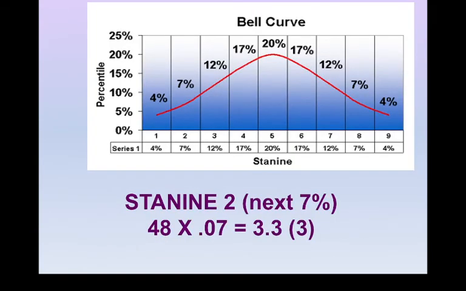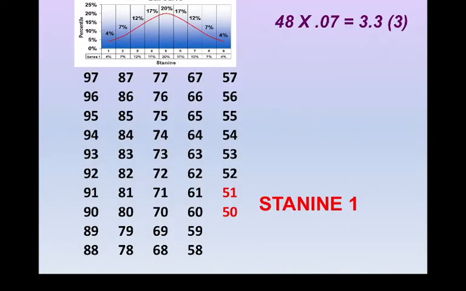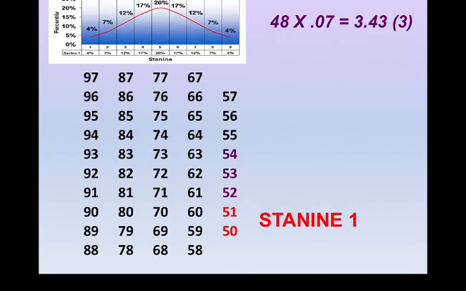Okay, ituloy natin sa stanine 2. 7% naman yung porsyento dyan. Anong gagawin mo? Ganun na naman. 48, total number of cases times 0.07. You move these 2 decimal places to the left. That gives you a 3. O, ano yung ibig sabihin ng 3 dyan? Ibig sabihin, the next 7% or the next 3 scores after stanine 1 will belong to stanine 2, which is, again, 52, 53, and 54. Kasi next 3 scores, no? 3 yan. Yung next 3 after stanine 1 is 52, 53, 54. Yun ngayon yung stanine 2.